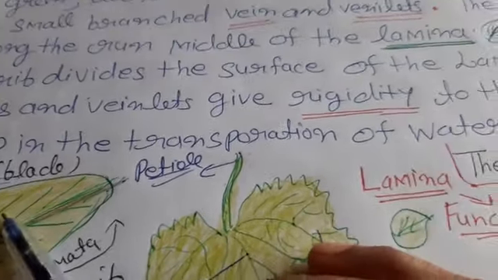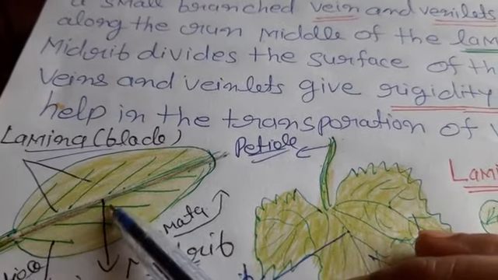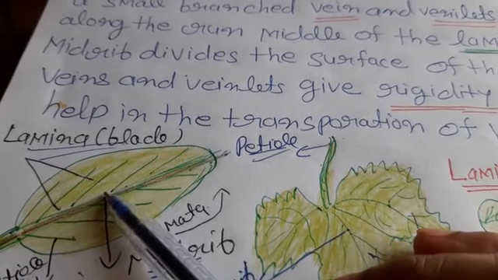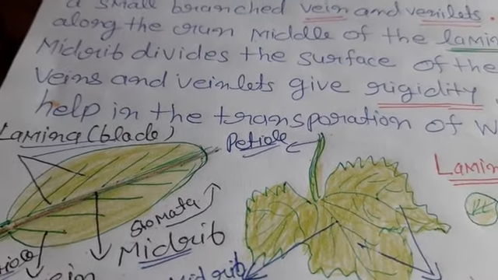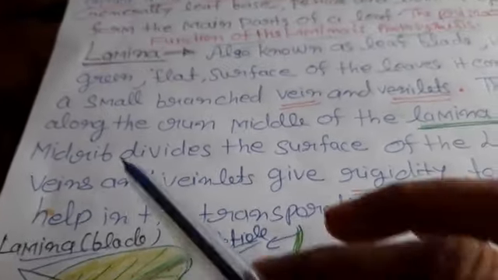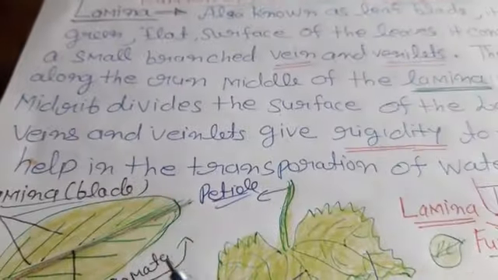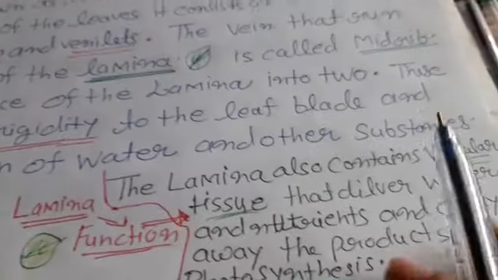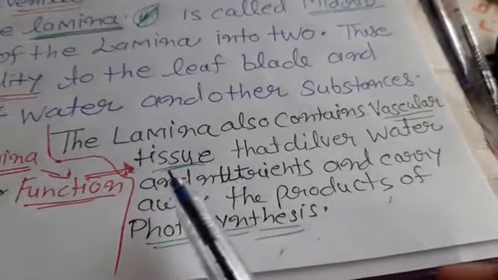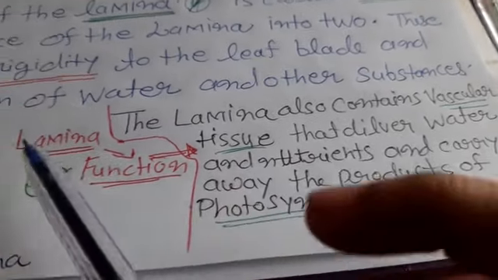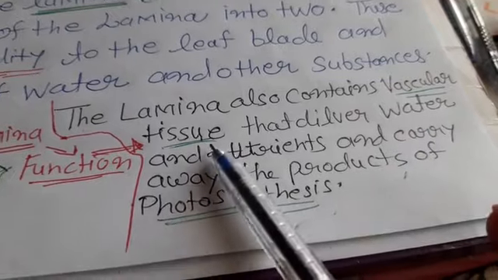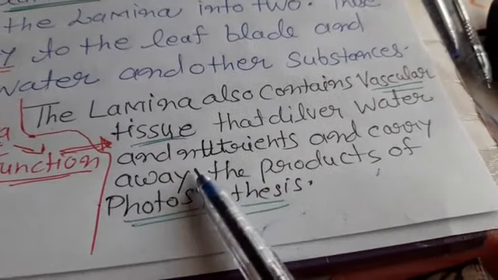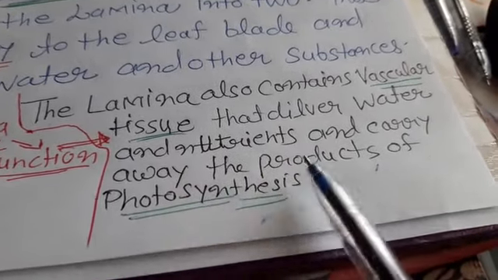These veins and veinlets help in the transpiration of water and other substances. Okay, so this is a description of lamina. The lamina also contains vascular tissue. The main function of the lamina is that its vascular tissue delivers water and nutrients and carries away the products of photosynthesis.